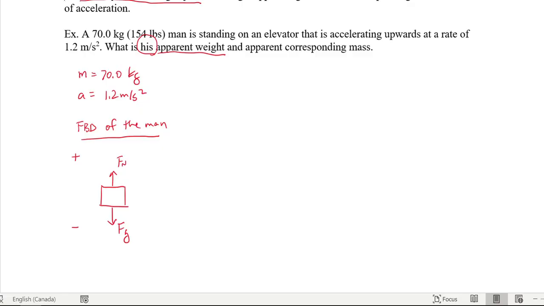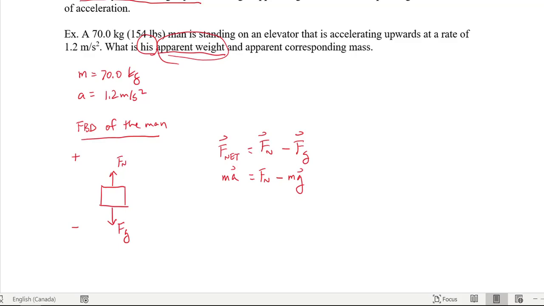Okay, so if that's the case, let's set up our F net equation. What are the forces acting? Well, Fn, we don't have a number for it yet, and Fg, we also don't have a number for it, but maybe we can figure one out. We know F net is equal to mass times acceleration. We know Fn is what we're looking for, because we're looking for how he apparently weighs. And we have gravity, right? Fg is equal to mg. That's our new equation that we just learned.